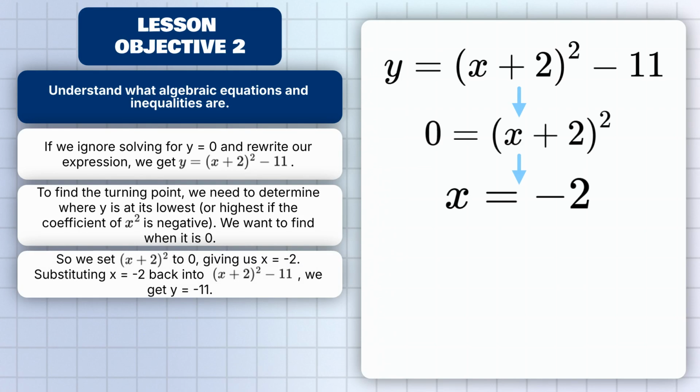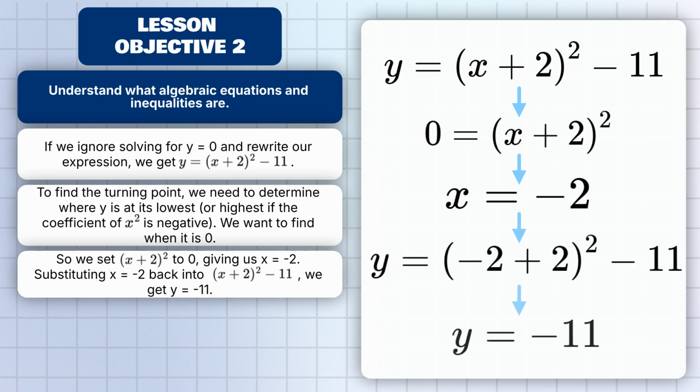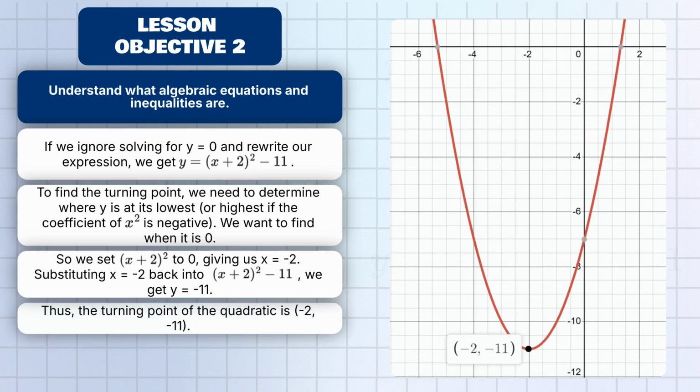Substituting x equals minus 2 back into (x plus 2) squared minus 11, we get y equals minus 11. Thus, the turning point of the quadratic is (minus 2, minus 11). By completing the square, not only do we find the roots of the equation, but we also gain insights into the properties of the quadratic function, such as its turning point. This technique offers a powerful alternative when factorizing methods are not straightforward. Generally speaking, the turning point of the quadratic a(x minus b) squared plus c is (b, c).